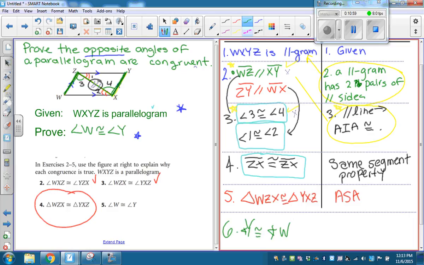Yeah, what's the reason, Josh? Because in 5 you said that the two triangles are congruent, and 6 things have to be the same to be congruent, including all the angles. So we call that the corresponding parts of congruent triangles are congruent theorem. And then that's the whole proof.